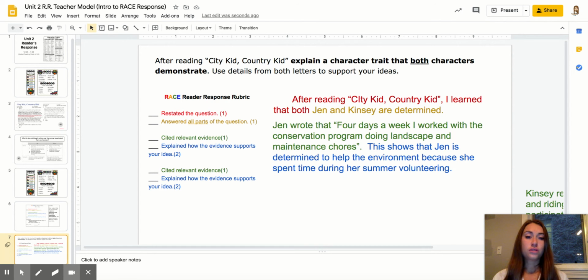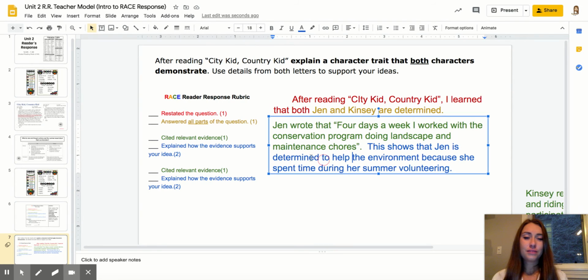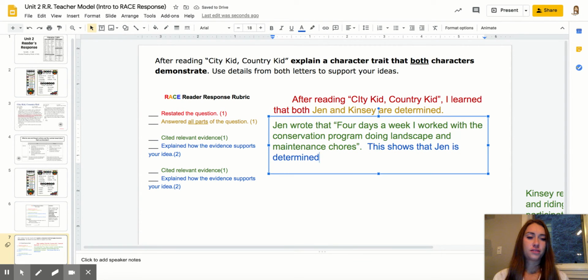This shows, again, there's my transition phrase, this shows that Jen is determined to help the environment because she spent time during her summer volunteering. You'll notice that the rubric has the explanation out of 2 points. What I see a lot of times is students just writing this: This shows that Jen is determined. Well, how? Explain to me what you were thinking there.